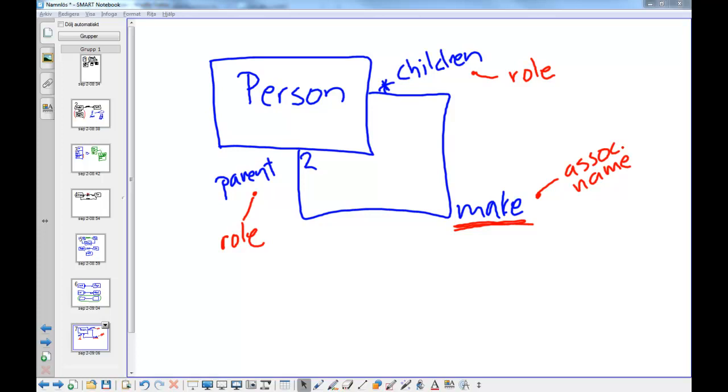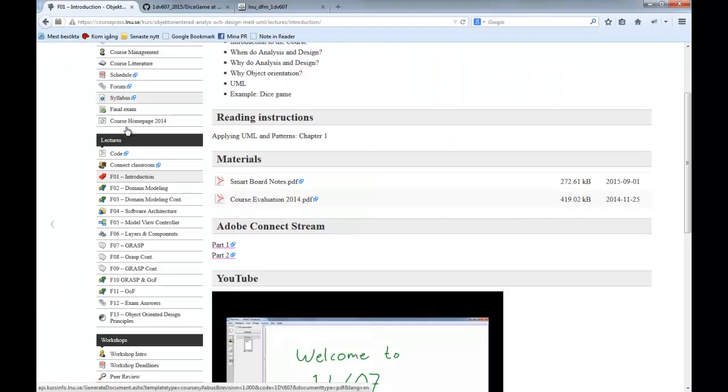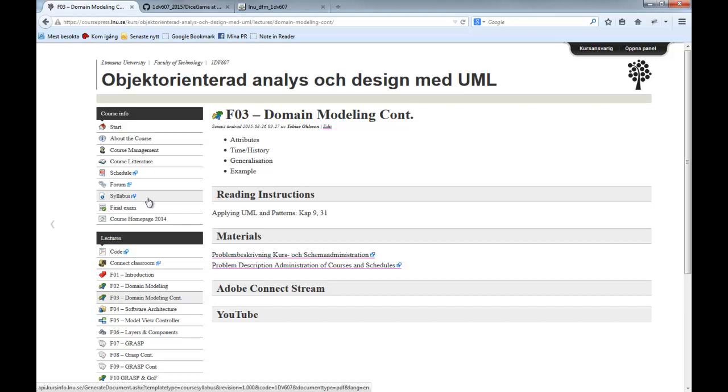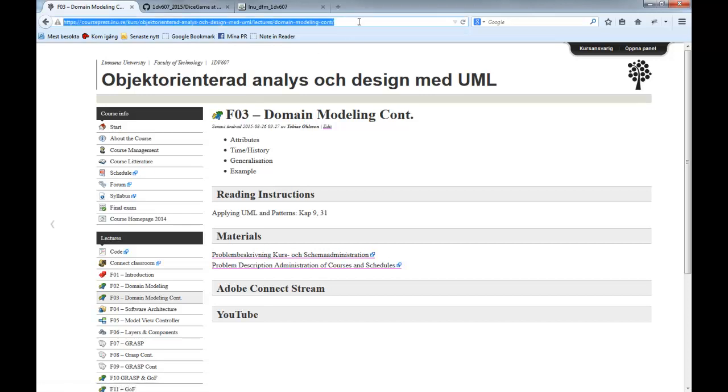So let's find the link. Here we go. Yeah, let's take 20 minutes. So half 9:30. You find the problem description on this page. I have a Swedish one and an English one. So we will gather again in 20 minutes, so 9:30.